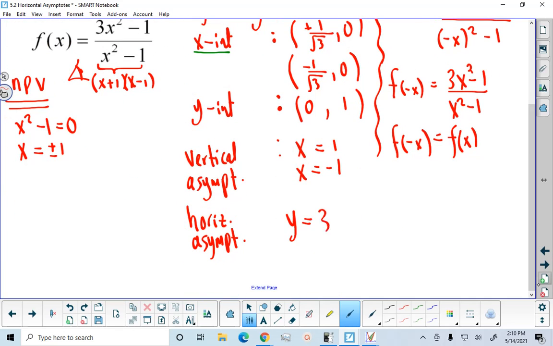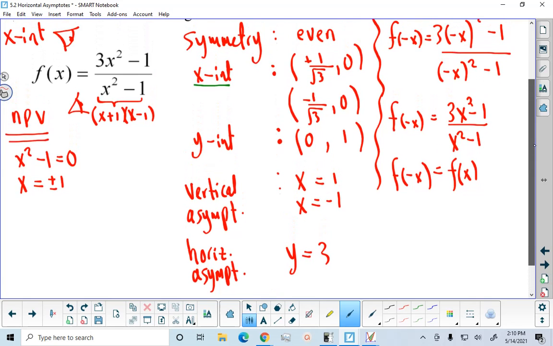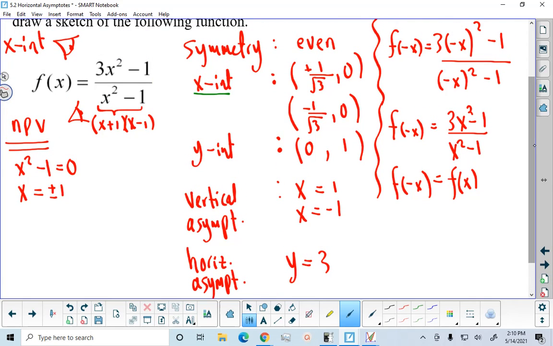Now the shortcut, I don't know if you remember this, but anytime the highest degree on the top matches the highest degree on the bottom, you can take the coefficient of the highest degree term on the top and divide by the coefficient of the highest degree term on the bottom. 3 over 1 is 3. So that's the horizontal asymptote. We've got that out of the way.